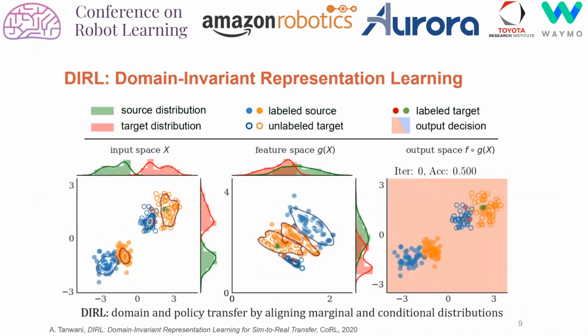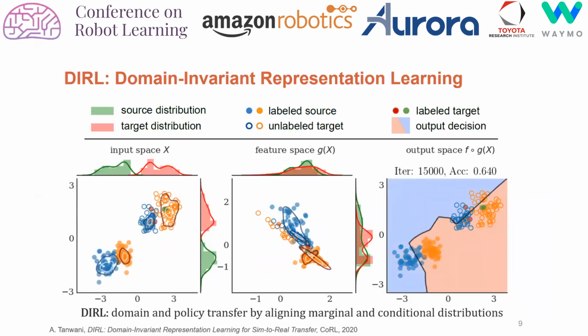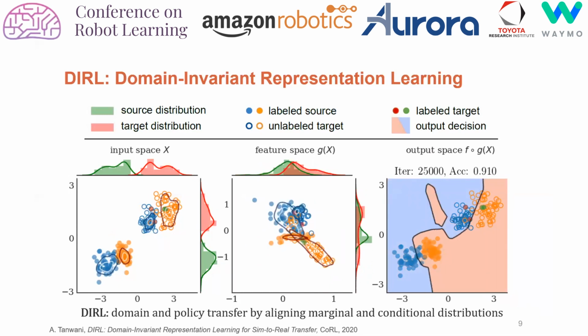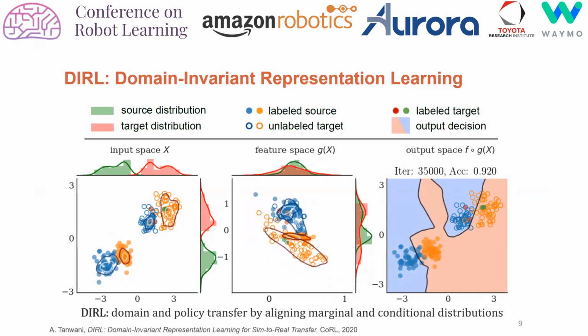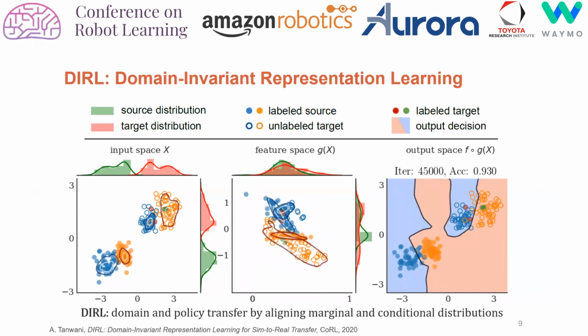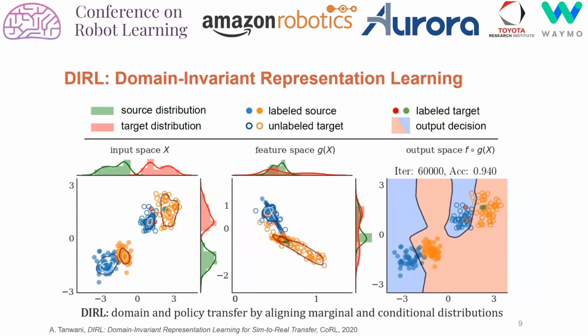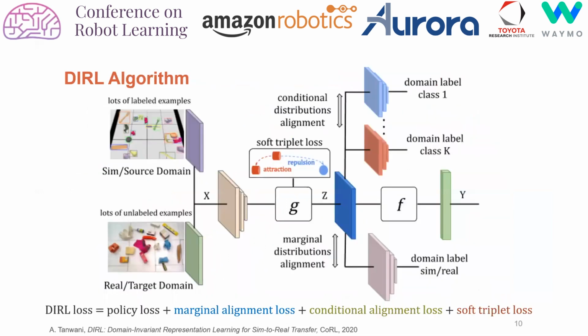DIRL addresses the cross-label mismatch and the label shift problem by aligning both the marginal and the conditional distributions with a couple of labeled examples in the target domain, as seen here with these overlapping contour and density plots in the shared feature space. The overall algorithm optimizes three additional loss functions.